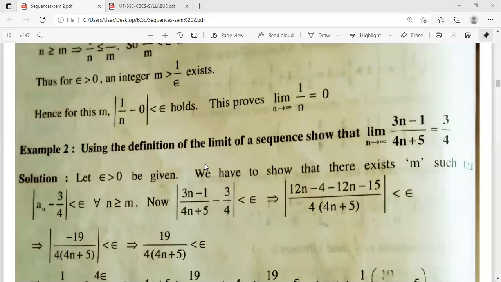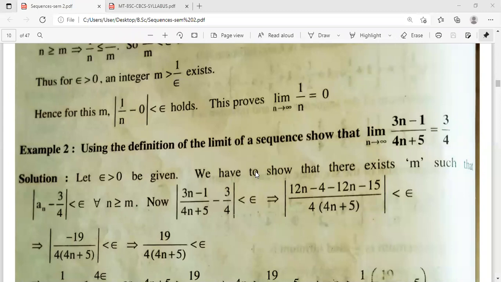Okay. Now the second, just concentrate on this here. Using the definition of the limit of a sequence, you are not proving anything, you are just using the definition and writing it here. Now, using the definition of the limit of the sequence, show that the limit of (3n minus 1) by (4n plus 5) as n tends to infinity equals 3 by 4.